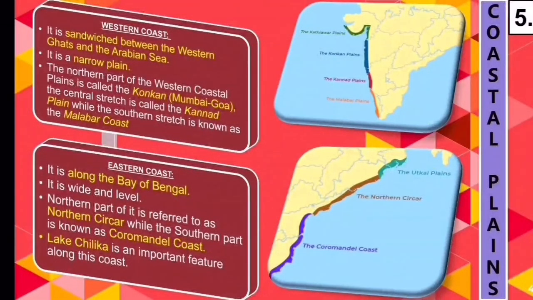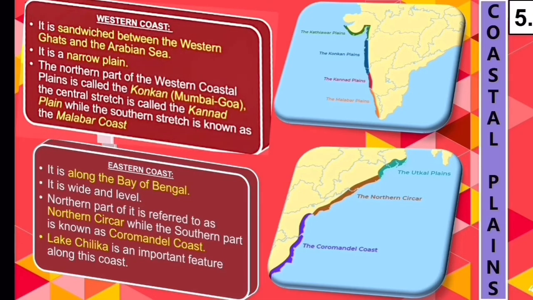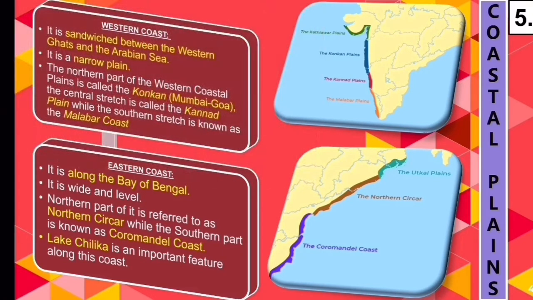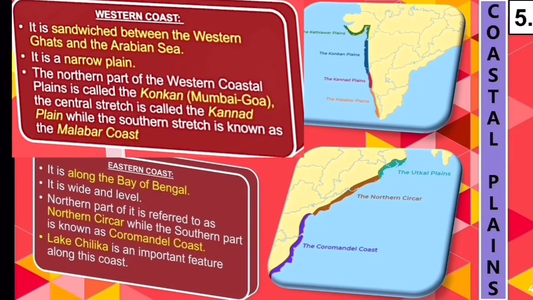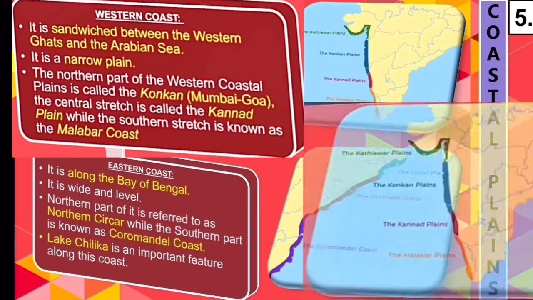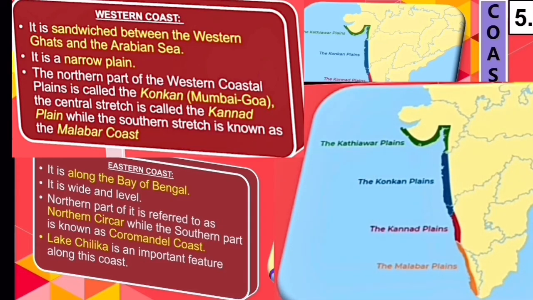The next important physiographic division is the coastal plains. The coastal plains of India can be classified into the western coastal plain and the eastern coastal plain. The western coastal plain is sandwiched between the Western Ghats and the Arabian Sea, as you can see in the given picture.